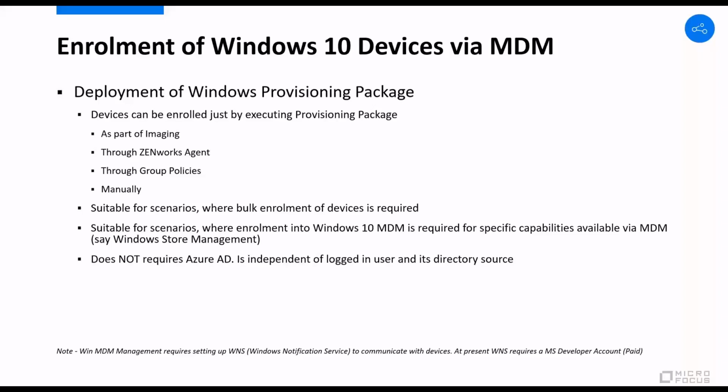This package can be embedded as part of the imaging, or if the device is already enrolled with the ZENworks agent, you can put it in a bundle and just have it executed on the device. You can also push this package through a group policy, or in the worst case, you can always put it on a server and have your users download it and execute it.